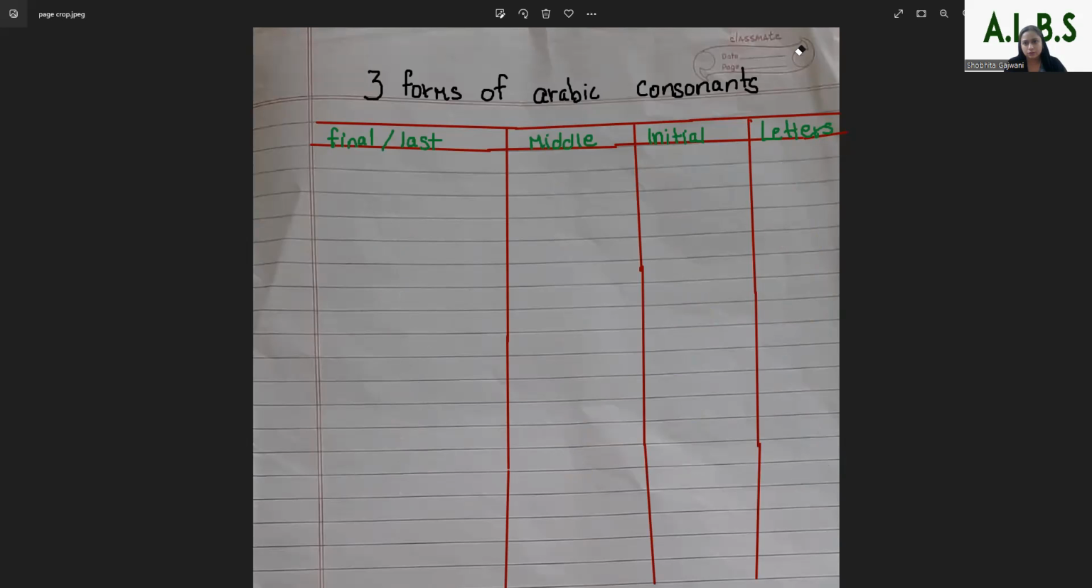Now the next are Dal and Dhal. These two form a family, and the next letters are Ra and Za. These two form their own family. Now, as Dal, Dhal, Ra, Za are disjoining letters, in the initial form it is the letter itself, and in the final form, it has a tail from the right hand side.